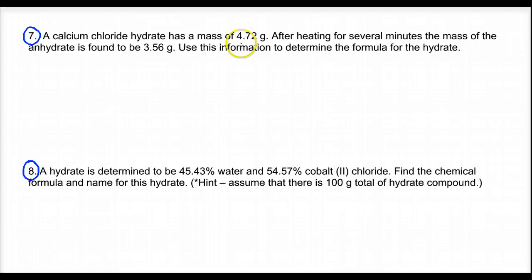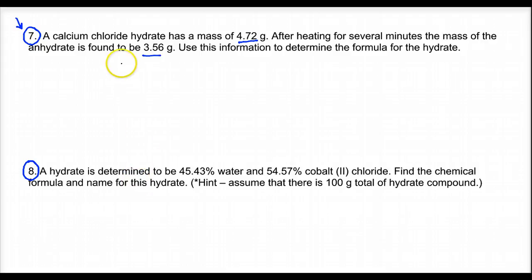Notice they have the mass of the hydrate, and they have the mass of the anhydrate. And then you would find the percent by water. And if you knew the percent by water, you know the percent by the dried compound. So we're going to jump down to number 8. Number 7 is going to be either your homework or classwork. I'm going to show you how to do it with number 8.